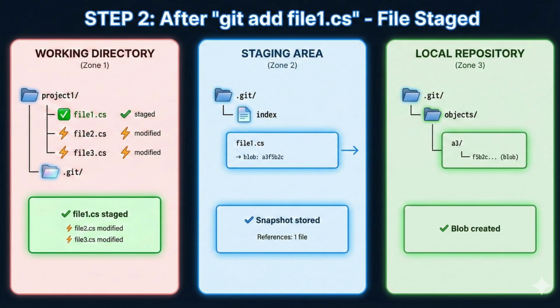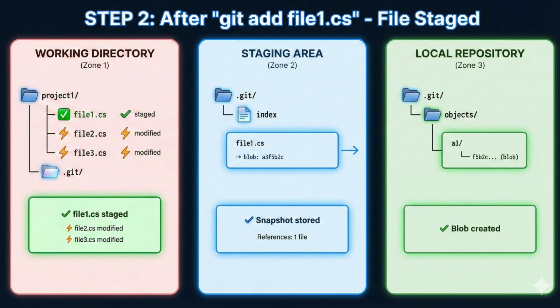So you run git add file1.cs. Here's what happens, and this is kind of cool. Git takes a snapshot of that file and puts it in the staging area. At the same time, Git creates a compressed blob in your local repository. The staging area references that blob. See the connection? The original? Still in your working directory. You can keep editing it. The snapshot is frozen at this moment.